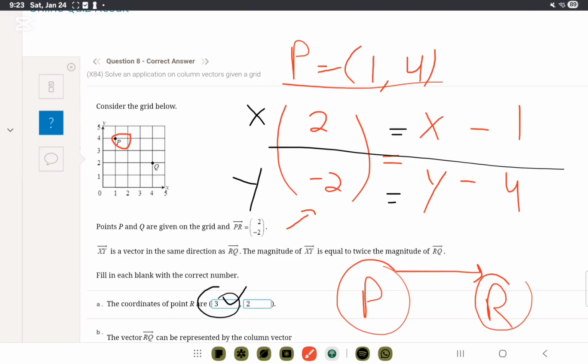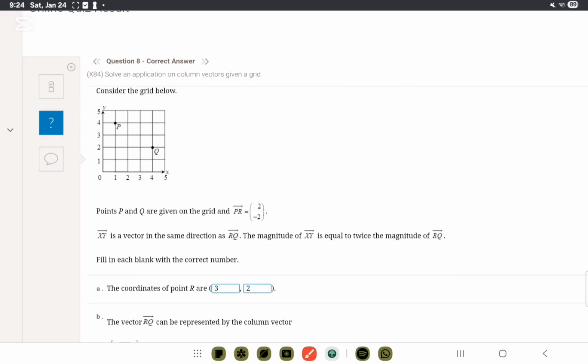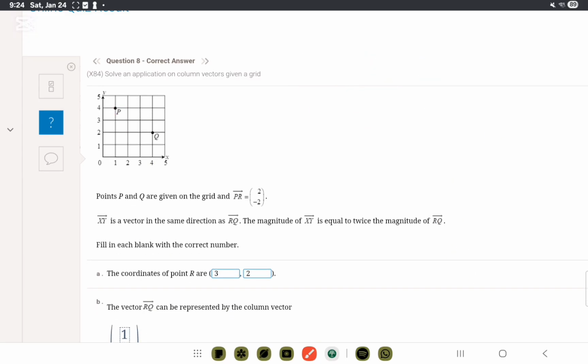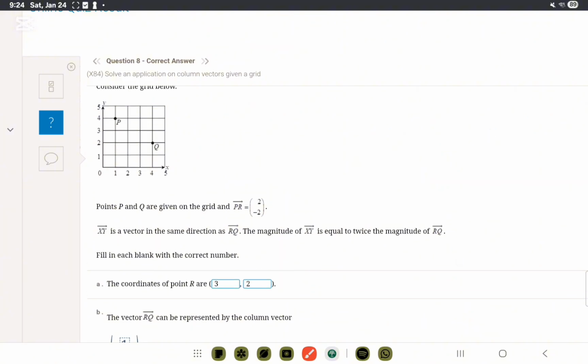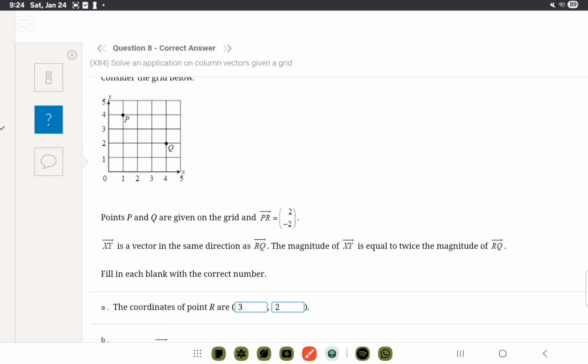Now do it for the y. Minus 2 is equal to y minus 4. You get positive 2. That's all you need to do to find r. Okay? Now, the vector RQ can be represented by the column vector. Okay, so what you want to do, let me just draw r. Okay, so r is going to be 3, 2, so it's going to be right here.